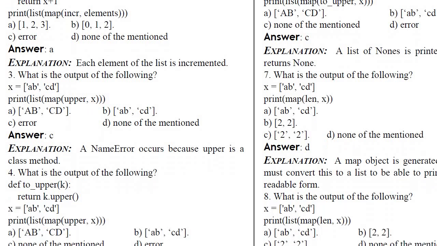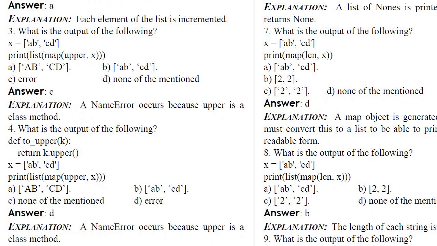Now next question. What is the output of the following? Here again x equals AB and CD. Fine. List is defined in map. Always remember that list should be the second parameter. It says upper. That means what you have to do is upper. But there would be a name error. Why did it occur? Because upper is a class method. That's why it will show you an error.